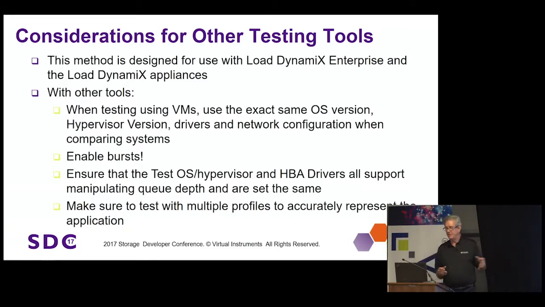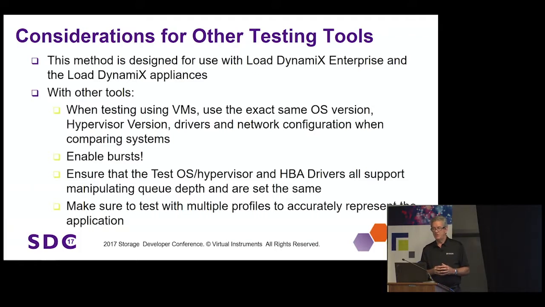That's what I said here. Ensure that the test OS, hypervisor, and HBA drivers all support manipulating the QDepth, and set the same. One thing that we do after we generate a workload and run it, we'll try running that workload and varying the QDepth so that we find the best performance for that application. We've been surprised to learn that often lower QDepths give overall better performance because less gets stuck in the network.